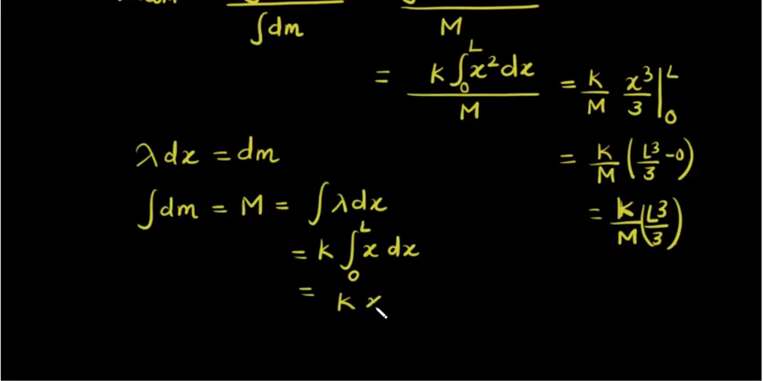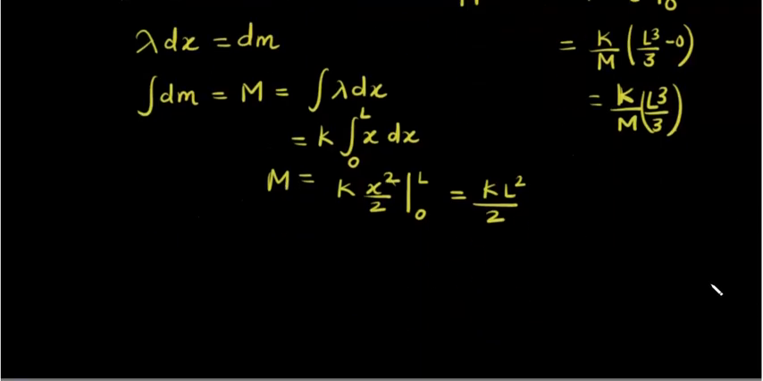So k times x square by 2, from L to 0. So this will become k L square by 2. This is equal to m, right? So what is k? k is equal to 2m by L square. From here you can find out the k value. So we can put that k value over here. The k value will be 2m by L square.